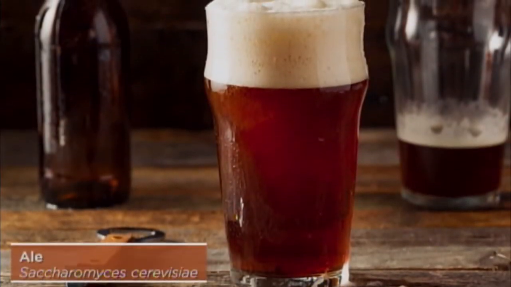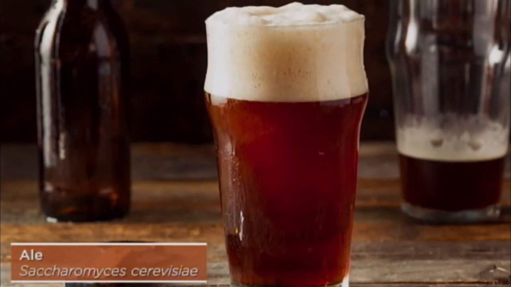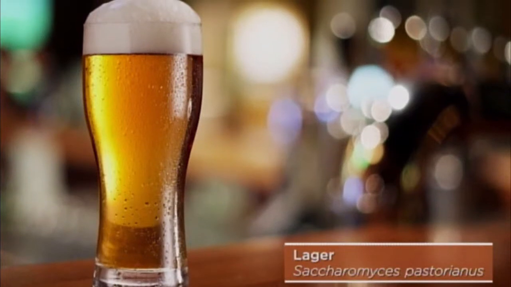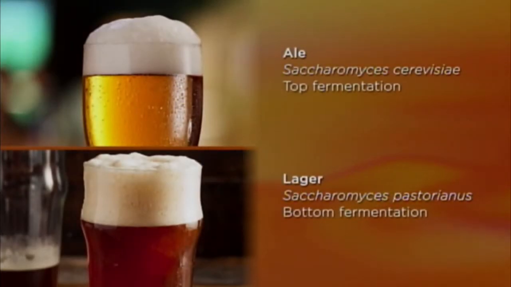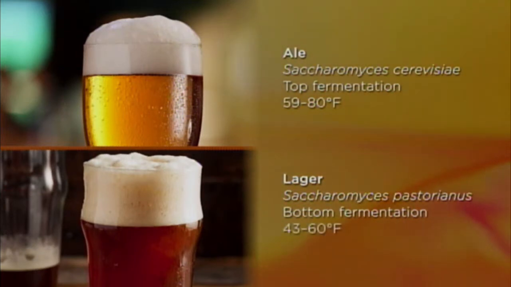So ales are those products made with Saccharomyces cerevisiae, and lagers, Saccharomyces pastorianus, as we have seen. Top fermenting yeast, ale yeast, bottom fermenting yeast, lager yeast. Now with modern fermenters, these big cylindrical vessels, all the yeast tends to go south. So the differentiation between top and bottom is not quite so meaningful these days. One thing we can say is that the ale yeasts are happier at higher temperatures than lager yeasts. So the ales tend to be fermented at temperatures as high as 80 degrees Fahrenheit, whereas the lagers tend to be fermented at lower temperatures, up to about 59, 60 degrees Fahrenheit.